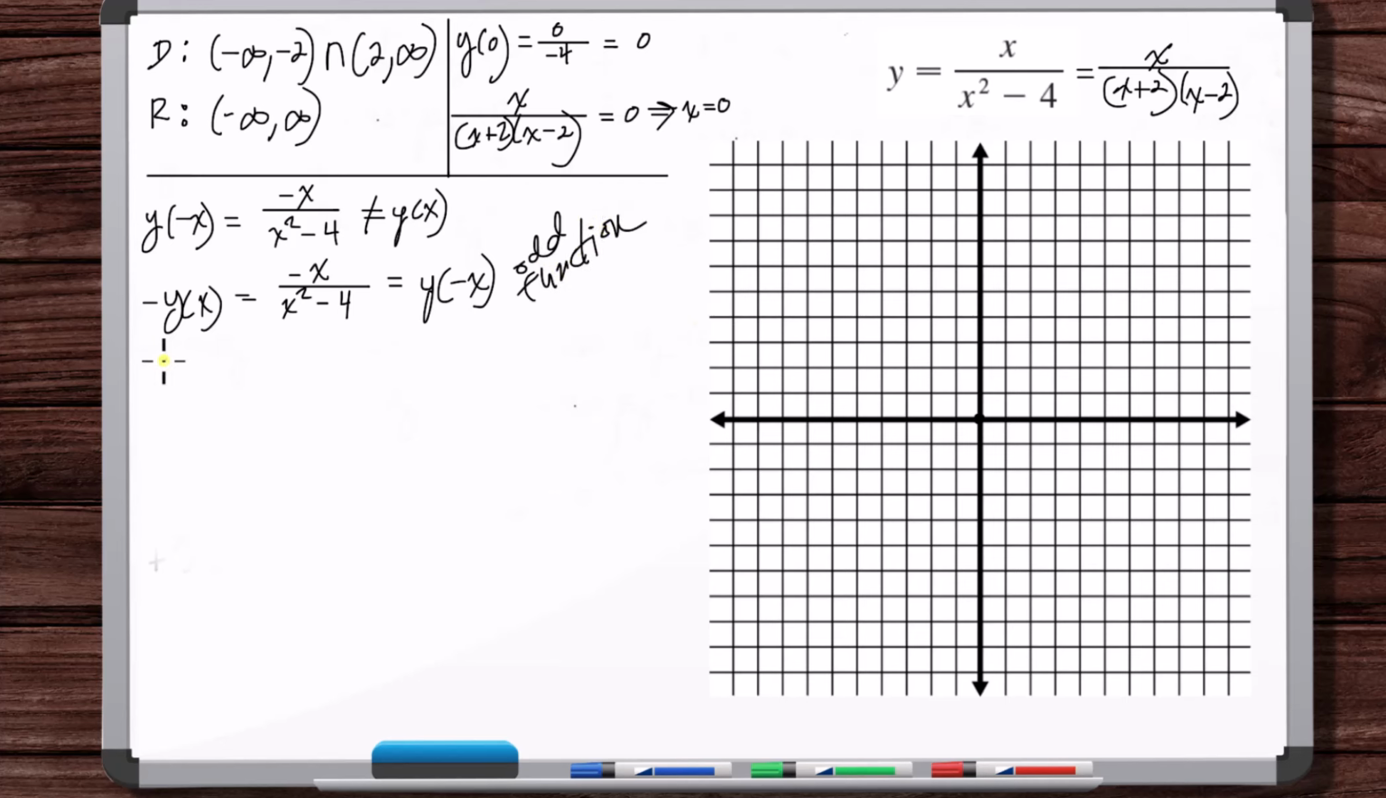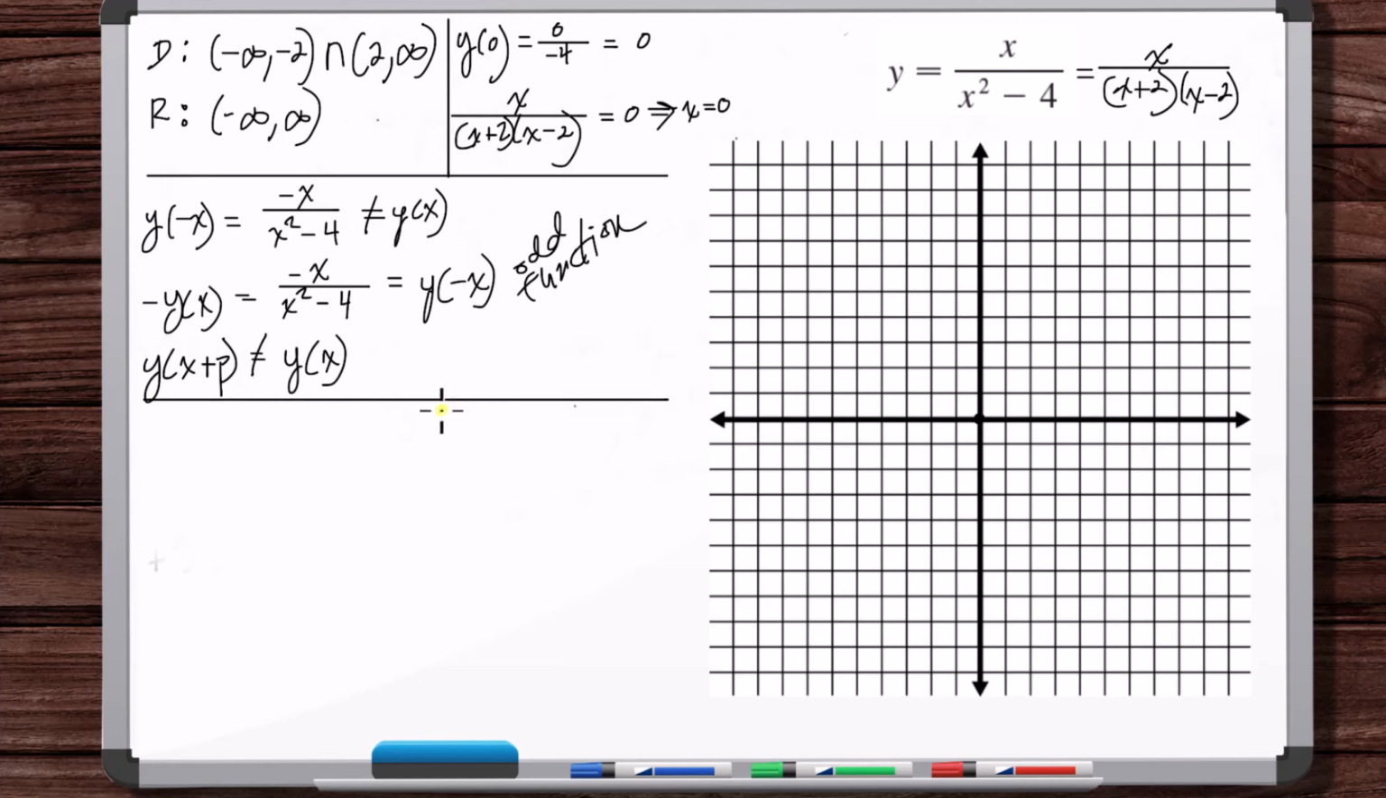Okay, now is it periodic? Is there some number p to where if you do y of x plus p, you get back y of x, like a trigonometric function? No, there's nothing you can put here to replace x with x plus a number that would result in the original function back.